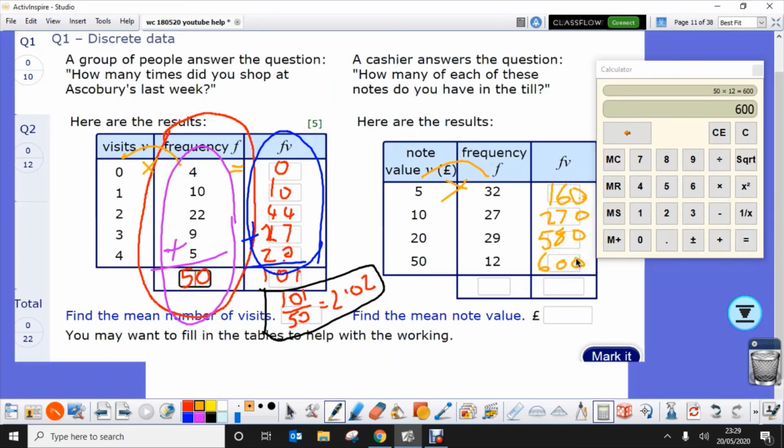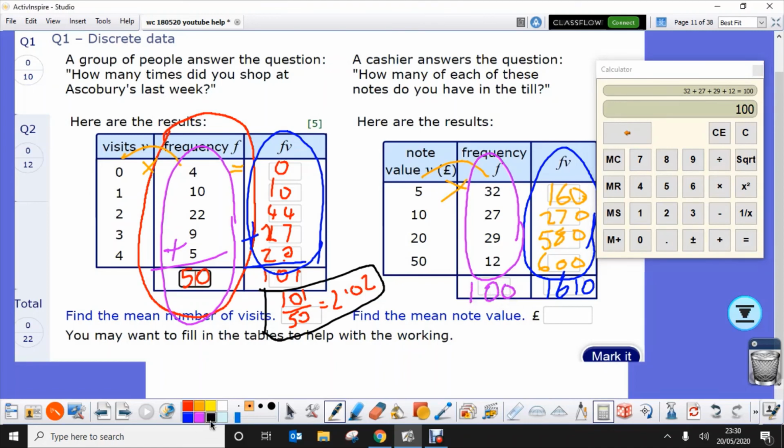Okay, step 1 complete. Step 2, sum the total of this column. So we've got 160 plus 270 plus 580 plus 600, 1610. Step 3, sum the total of the frequency. 32 plus 27 plus 29 plus 12 gives me 100.